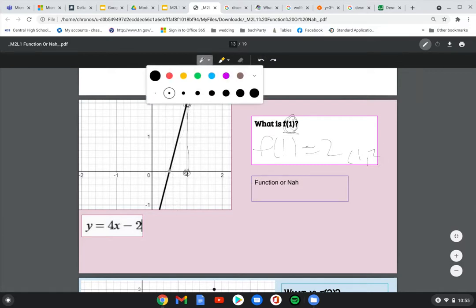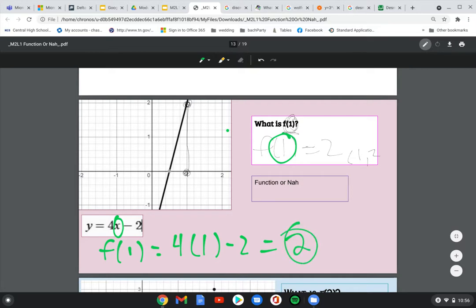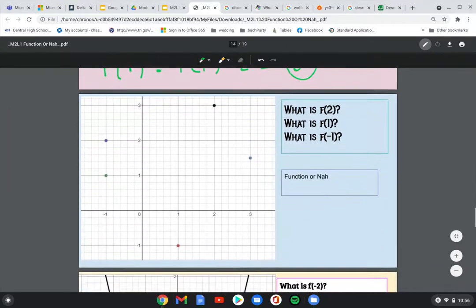Let's make my pen green and a little thicker. All right, 4x minus 2. Now, what if you're not given a graph? This f of x or f of 1 means that I plug in 1 for x. So f of 1 equals 4 times, where I see an x, I put a 1. So 4 times 1 is 4, minus 2 is 2. So you can do it with a graph or you can plug it into an equation.